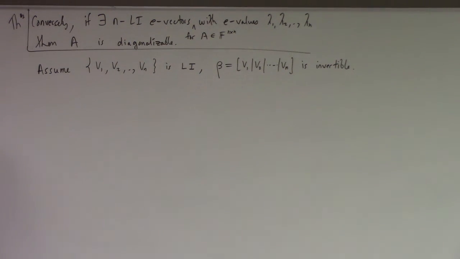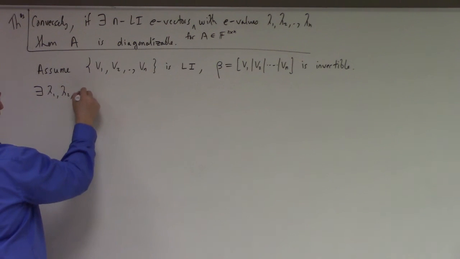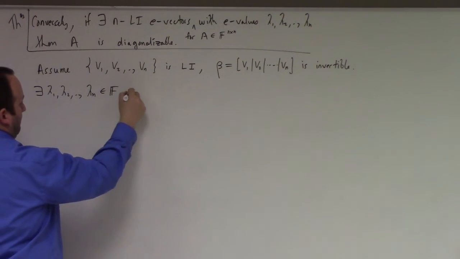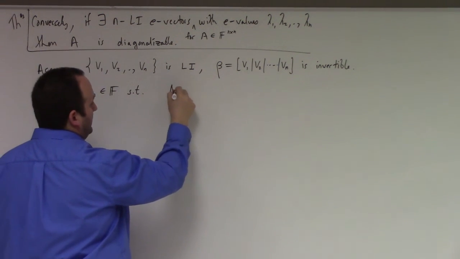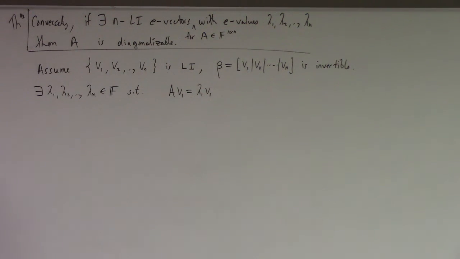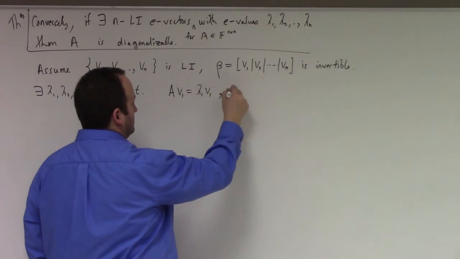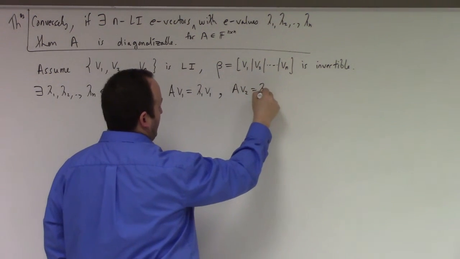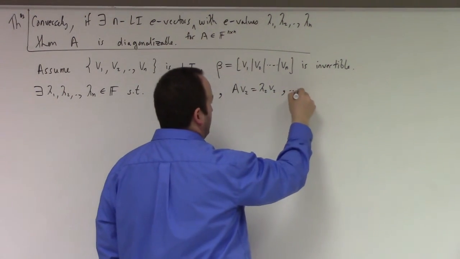We have that. But what else do we know? We know that there exist lambda 1, lambda 2, lambda n in the field such that A v1 equals lambda 1 v1. That's what it means for v1 to be an eigenvector with eigenvalue lambda 1 for A. What else do we have? A v2 equals lambda 2 v2. I think you see where I'm going with this, and so forth, all the way out to the nth one.